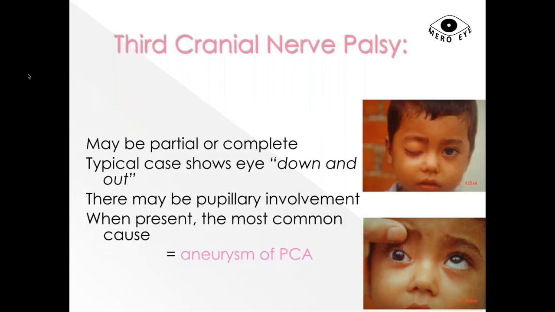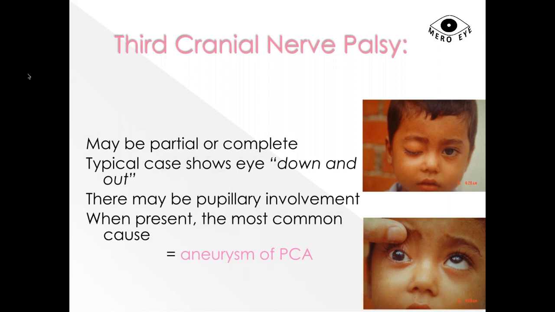Then to identify a third cranial nerve palsy. A third cranial nerve palsy may be partial or it may be complete. The typical case will be an eye that is down and out. The only muscles that are not involved are the lateral rectus muscle and the superior oblique muscle. And because of the unopposed action of the lateral rectus and the superior oblique muscle, the eyeball will be pulled down and out. There may be pupillary involvement. When there is pupillary involvement along with the down and out eyeball, we can see that the pupil in the affected eye is larger.